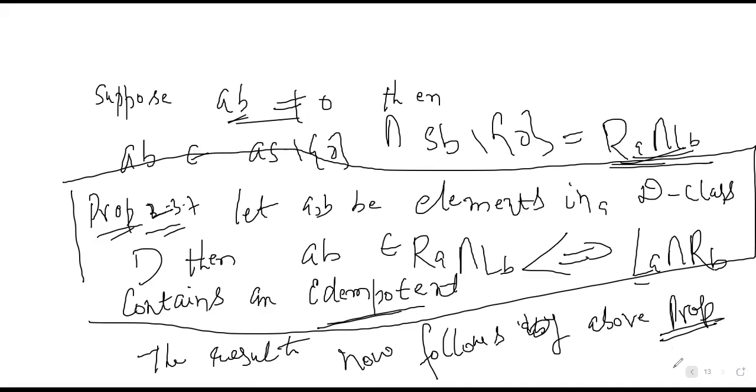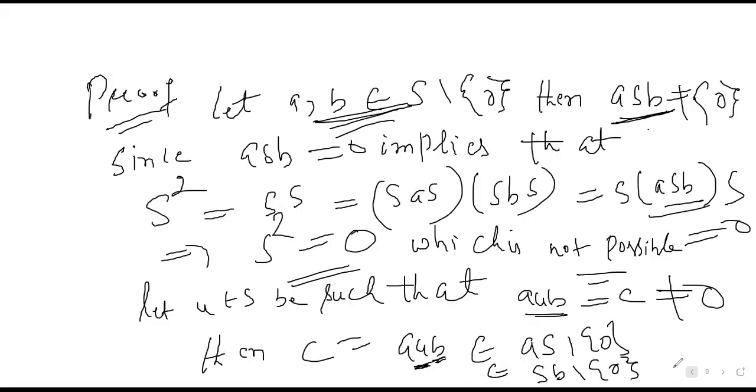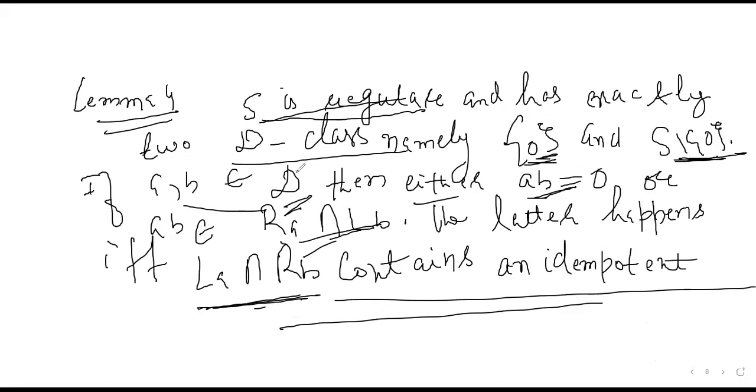तो हमने ये लेमा प्रूव कर दिया. लेमा सेज दैट जो हमने कंप्लीटली जीरो सिंपल सेमी ग्रुप S लिया था, वो रेगुलर है. उसमें सिर्फ दो D क्लासेस हैं, एक जीरो और एक S माइनस जीरो. तो अगर कोई भी एलिमेंट आप दो चूज करोगे किसी D क्लास में, या तो उनका प्रोडक्ट जीरो होगा या फिर प्रोडक्ट बिलोंग करेगा इस R_A इंटरसेक्शन L_B, जो कि एक H क्लास है. And the latter happens if and only if this condition is satisfied. Okay. Now this proves lemma 4.